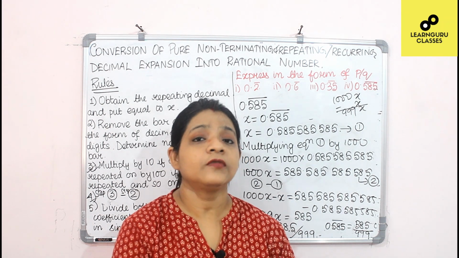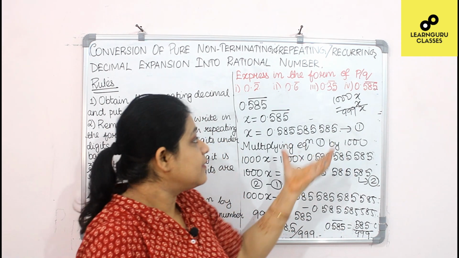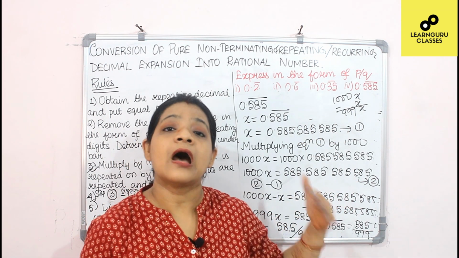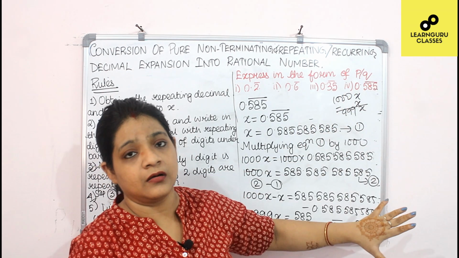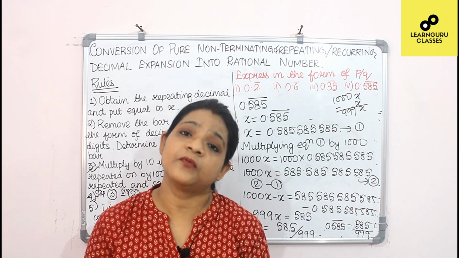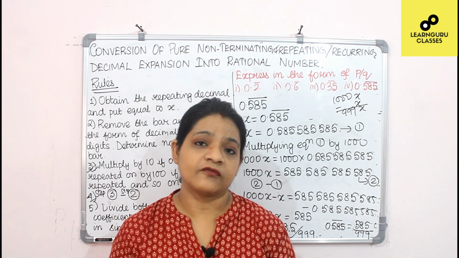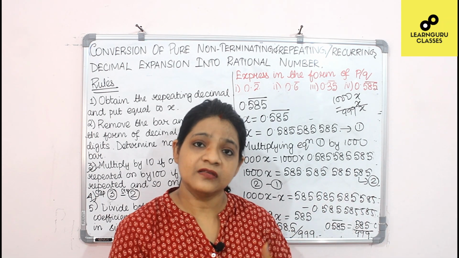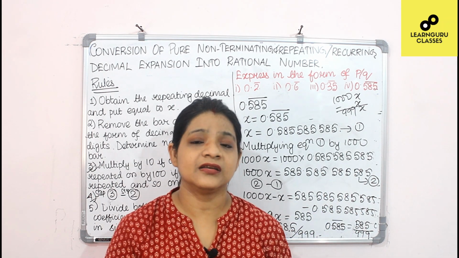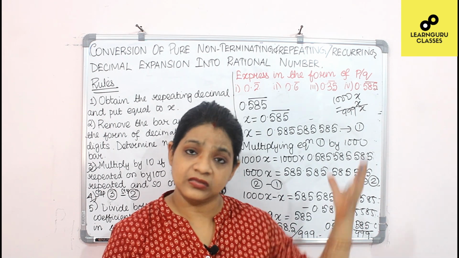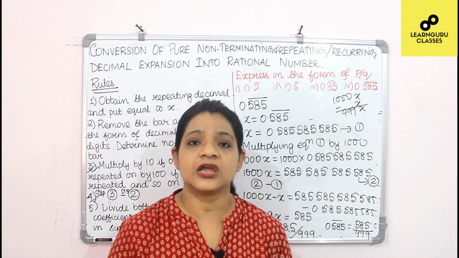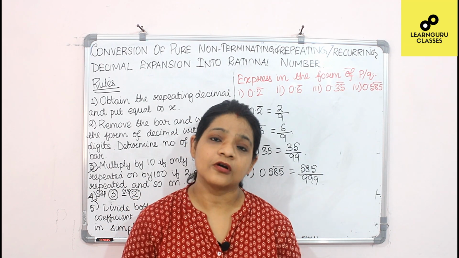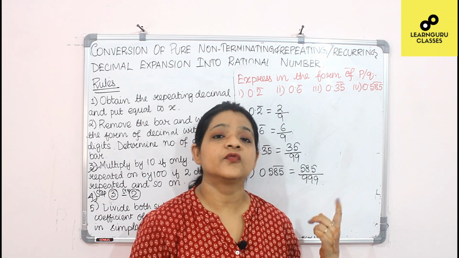Now if you see, there is some similarity between this type of patterns. Without doing these calculations, you can easily predict the value of the rational number. So let's see the similarity between these four sums. To make your calculations much easier for this type of sums, there is one rule.